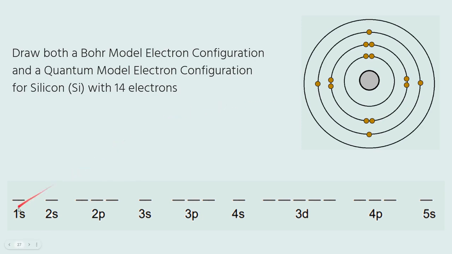Now let's try filling in this quantum model down below. In the 1s orbital, we have single double. In the 2s orbital, we have single double. In the 2p orbital, we have single single single, and then double double double. We're currently at 10 total electrons, so we need 4 more. The 3s fills single double, and the 3p fills single single. And that's it. If you look closely, you may see something that's different between our two models. And that's what we're going to check at the end of our practice for today.